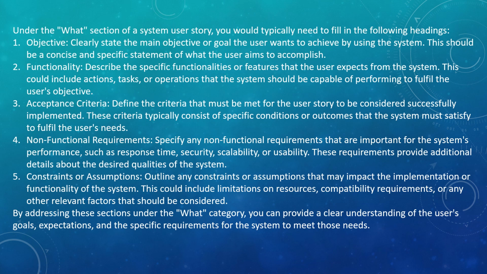Functionality: describe the specific functionalities or features that the user expects from the system. This could include actions, tasks, or operations that the system should be capable of performing to fulfill the user's objective. Acceptance criteria: define the criteria that must be met for the user story to be considered successfully implemented. These criteria typically consist of specific conditions or outcomes that the system must satisfy to fulfill the user's needs.